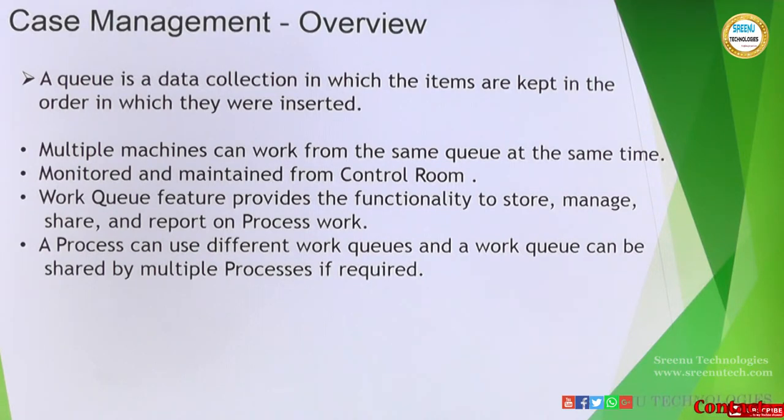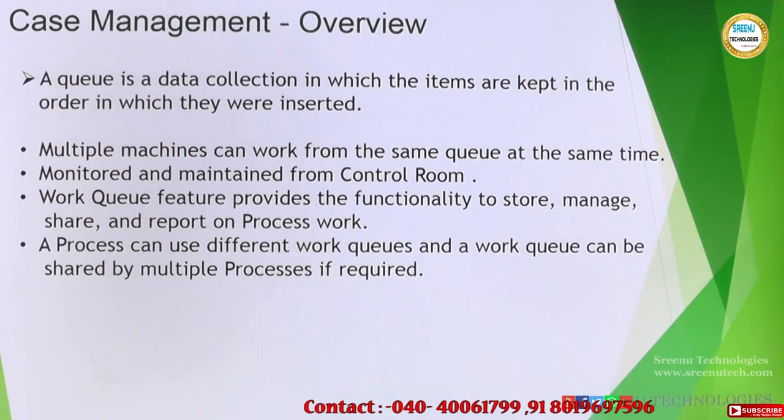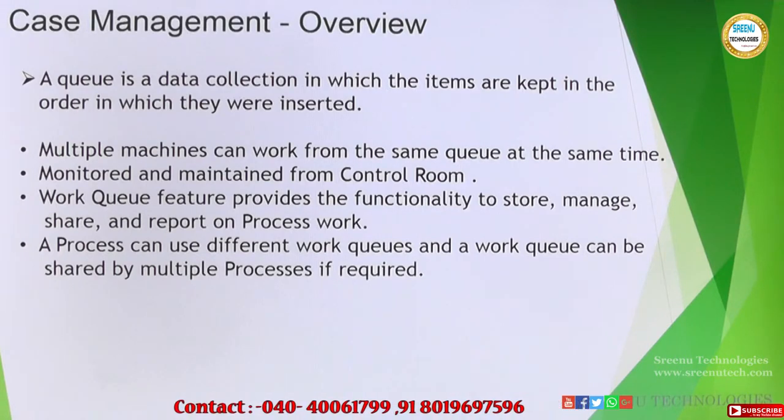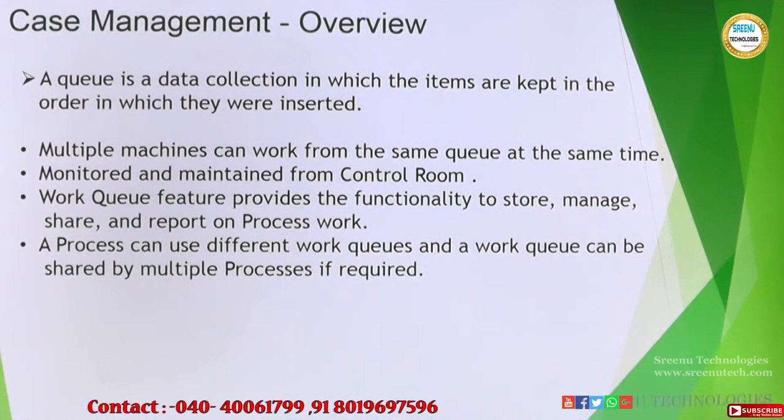As I said, a process can use different work queues, and a work queue can be shared by multiple processes. Think that we have Q1, Q2, Q3. These three queues can be used by the same process, because Q1 has one set of data, Q2 has another set of data, and Q3 has another. The same process gets the data from the queues on a need basis and processes it. This is scenario one. Scenario two is one process mapped to one queue. Scenario three is the same queue being used by multiple processes.